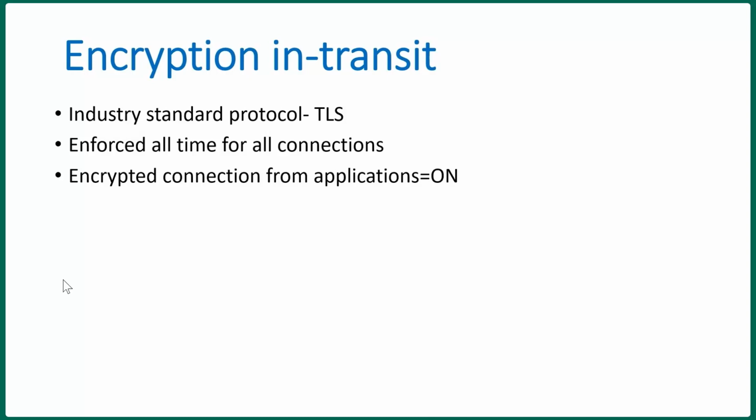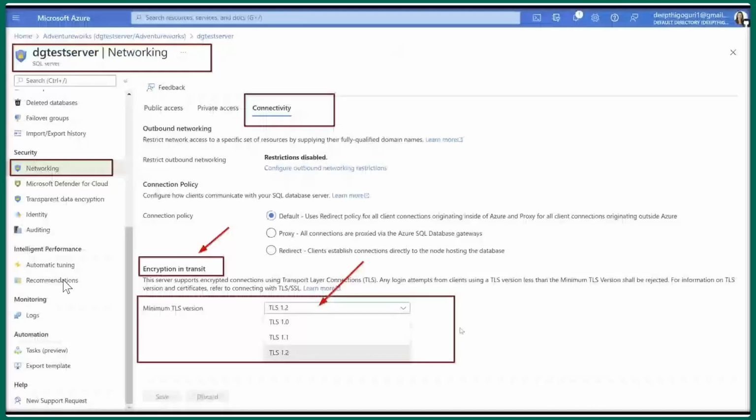So where do we see this TLS version? Where do we actually go ahead and choose it? BG test server is my logical SQL server that I have built. Underneath the security blade, go to networking and go to the connectivity tab. Underneath the connectivity tab, you see encryption in transit. That's when the data is coming in and out of the database to the application and from the application to the database. For the minimum TLS version, you have 1.0, 1.1, and 1.2. The latest is 1.2. I believe 1.0 is not supported, but the suggestion is to use the latest version. Here is where you can go ahead and choose your TLS version.